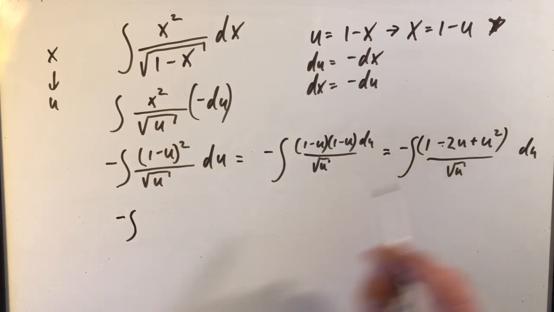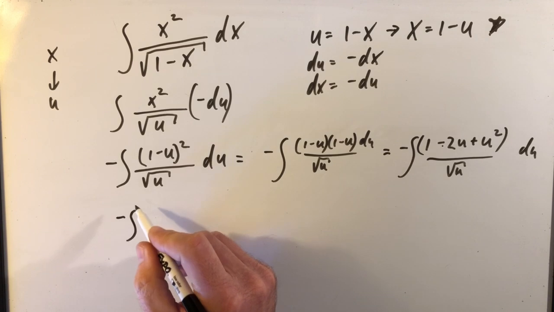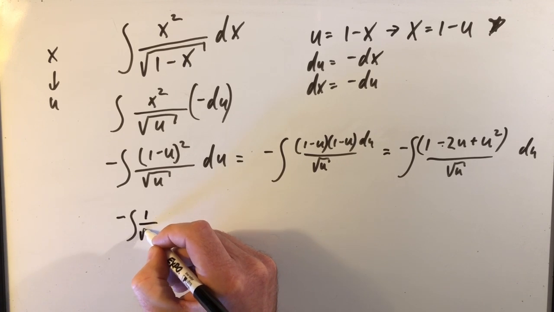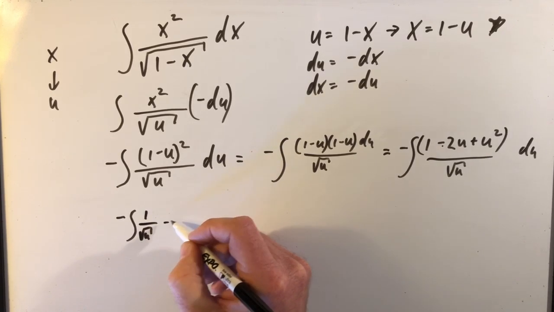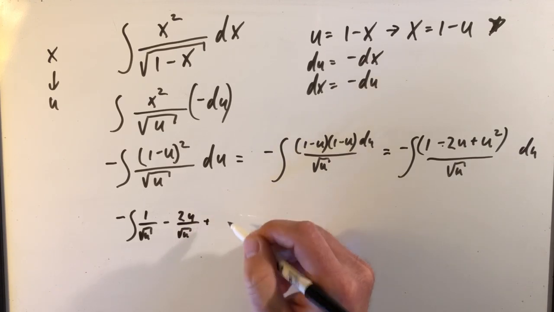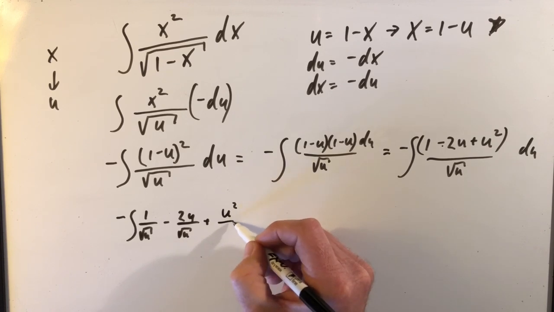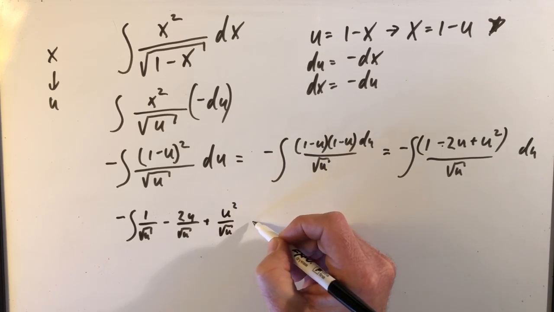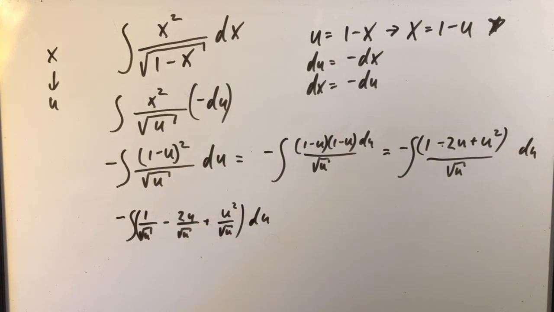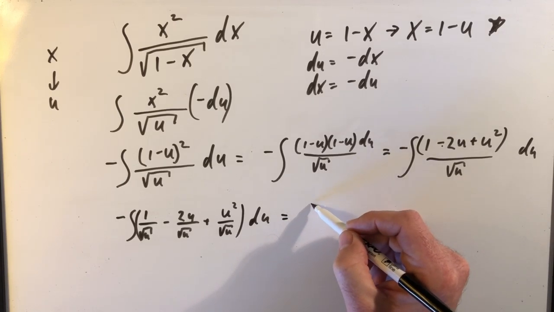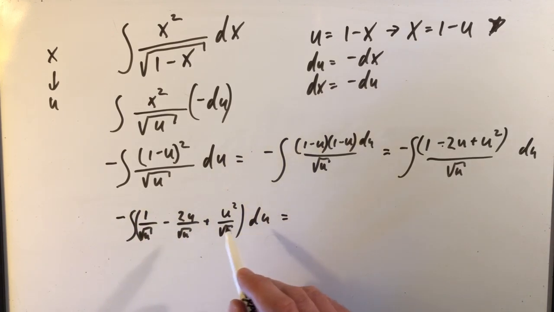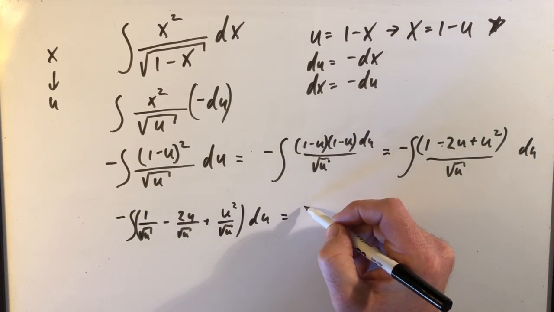So once I do that, I can separate my whole integral. So I'll take it one step at a time so you can see better what I'm doing. Okay, so 1 over square root of u minus 2u over square root of u plus u squared over square root of u du, the whole thing. Okay. So if you remember, it makes life a lot easier. So I'm going to take this negative sign, I'm going to distribute it back into there just to get rid of it.